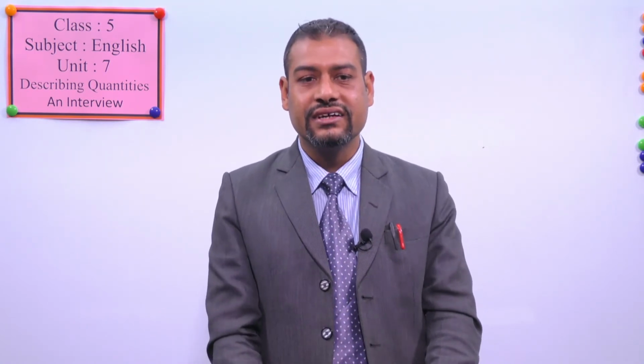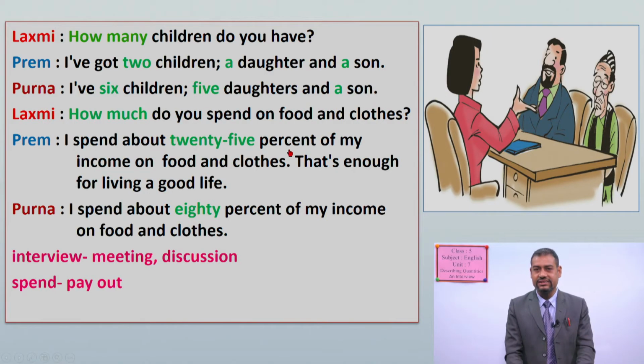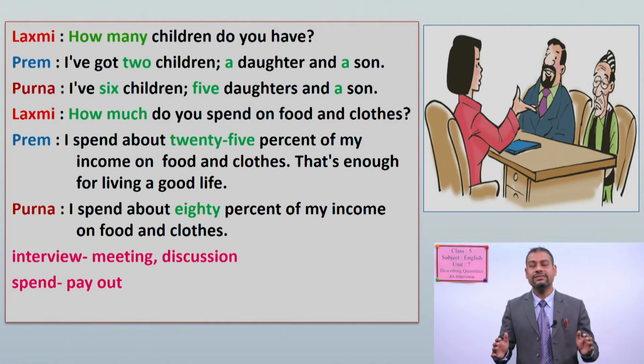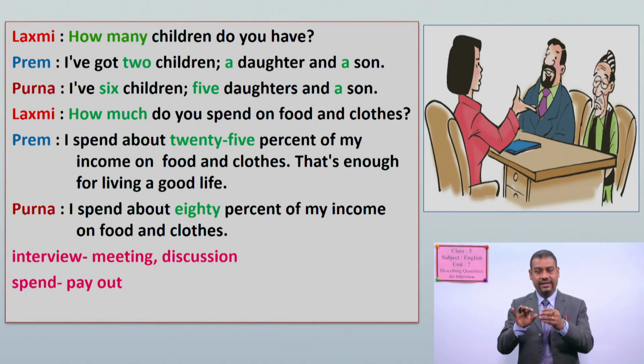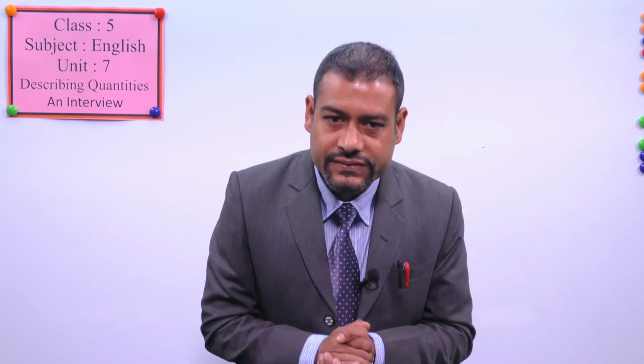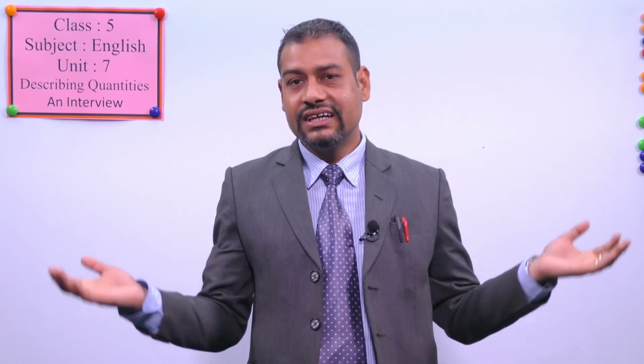That's why here is written, I spend about 25%, okay? 25%. And here is 80%. So you shouldn't forget to use these terms, how many and how much. How many is also used for quantity, how much is also used for quantity. But the difference is that how many is used for countable quantity that we can count, okay, and how much is used for that quantity which we cannot count. Is it clear to you? So, and you can tell about the quantity.